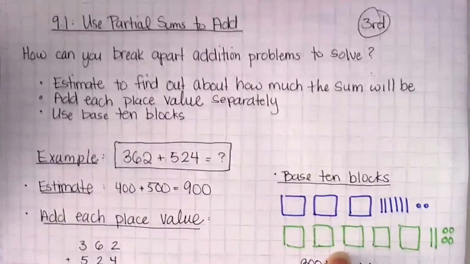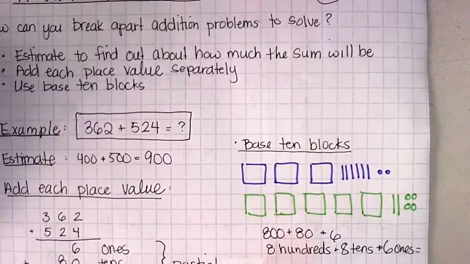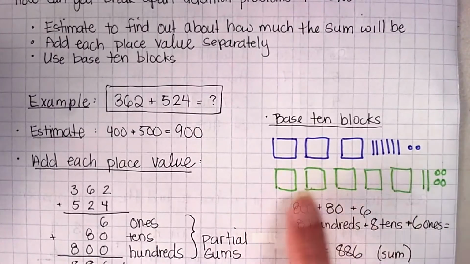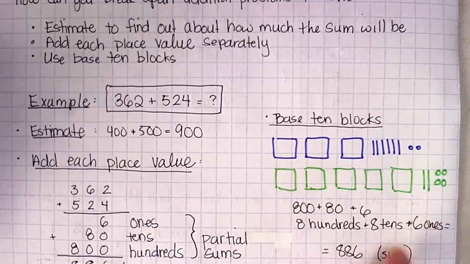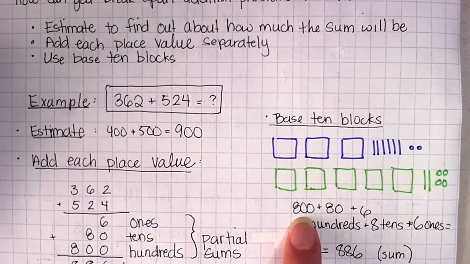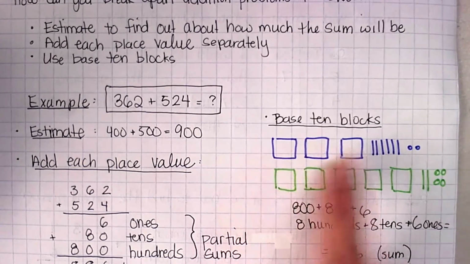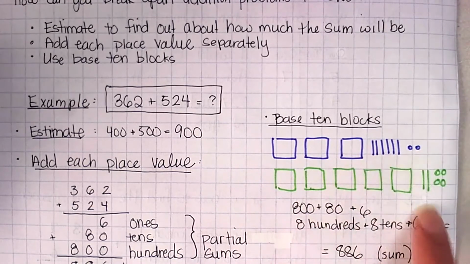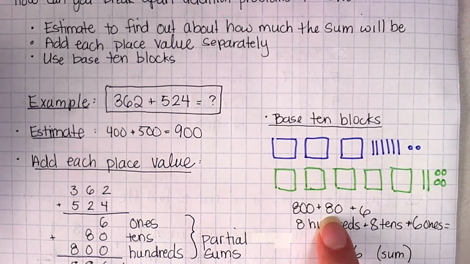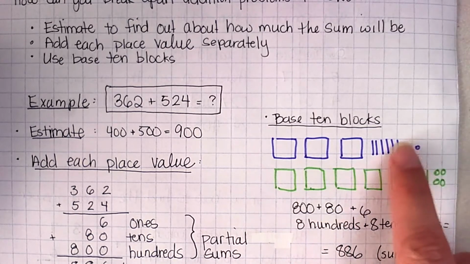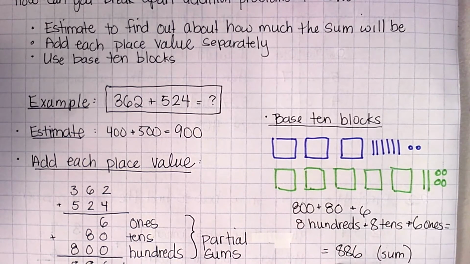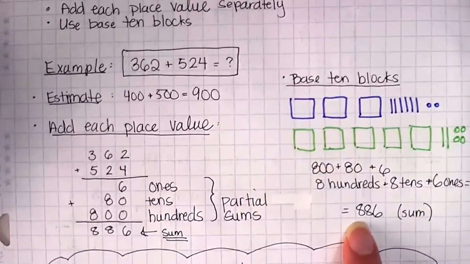Now here on the side, I drew my base 10 blocks. I drew my 362, I drew my 524, and then I put together all of my hundreds. So 1, 2, 3, 4, 5, 6, 7, 8 hundreds, plus my tens. So 6 tens plus 2 more tens is 80. That's 8 tens altogether. And then I had 2 ones and 4 ones, that gave me 6 ones. So 8 hundreds plus 8 tens plus 6 ones gave me a sum of 886.